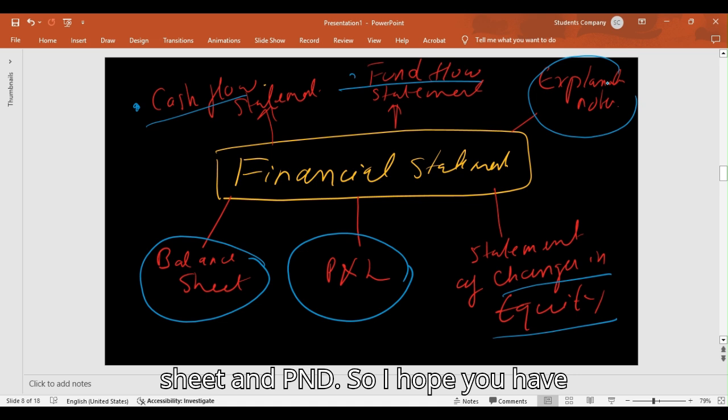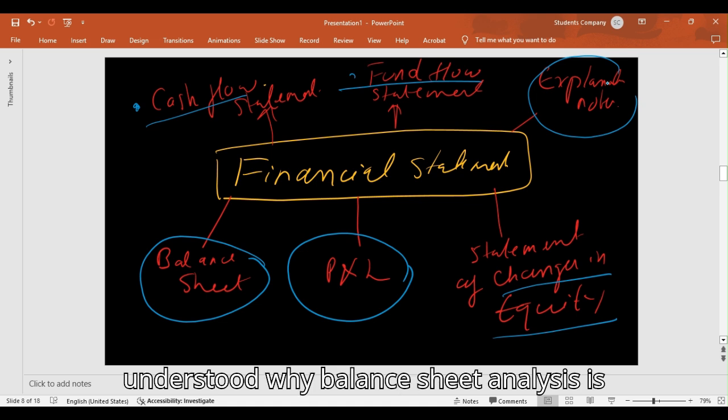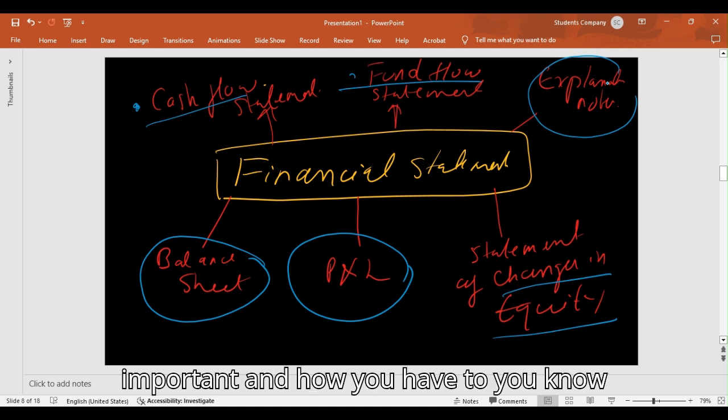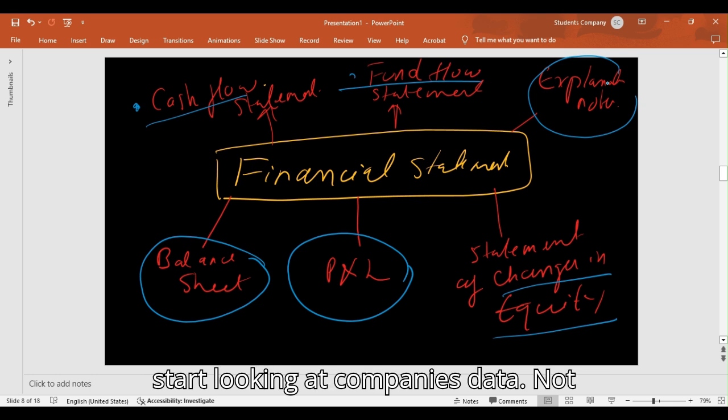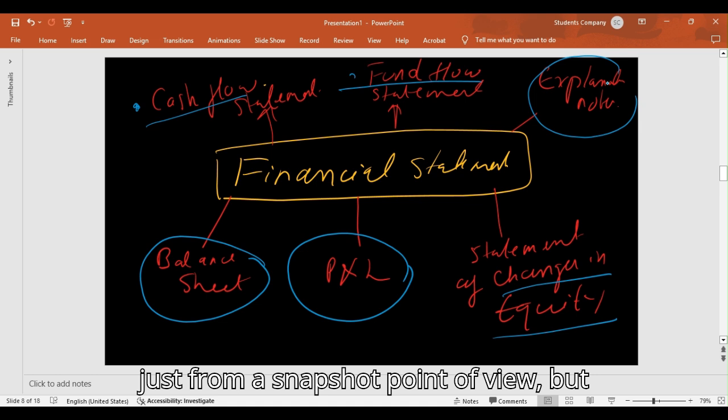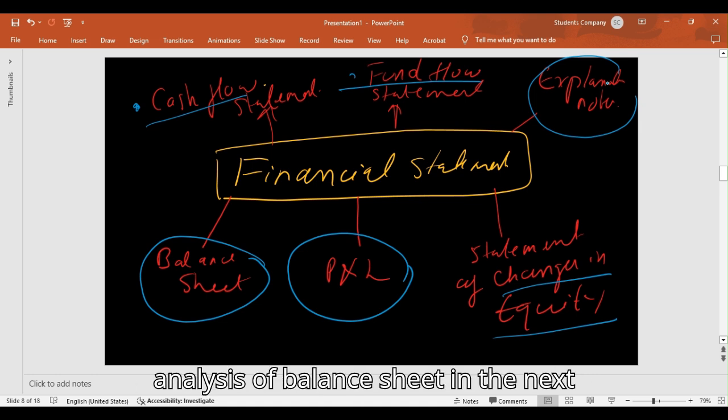So I hope you have understood why balance sheet analysis is important and how you have to start looking at companies' data not just from a snapshot point of view but as a flow concept. We will continue our analysis of balance sheet in the next lecture.